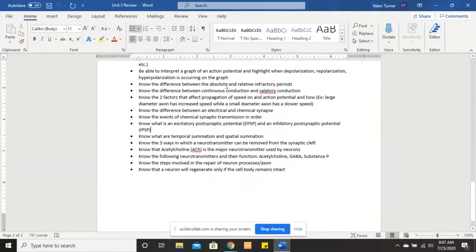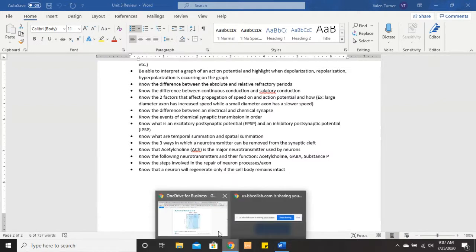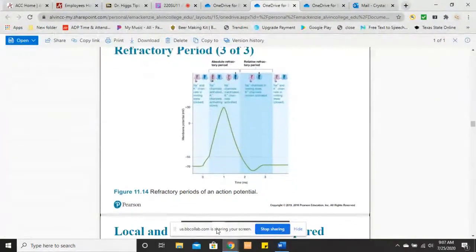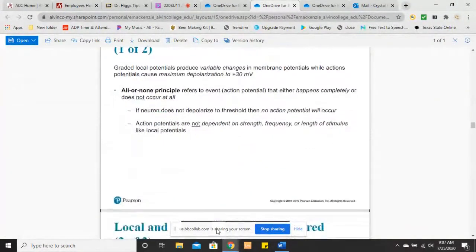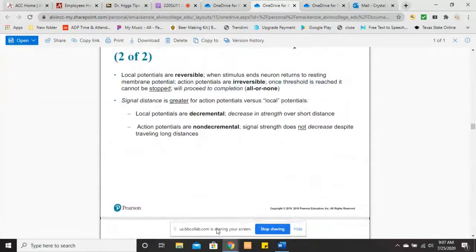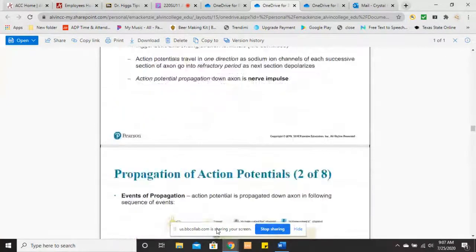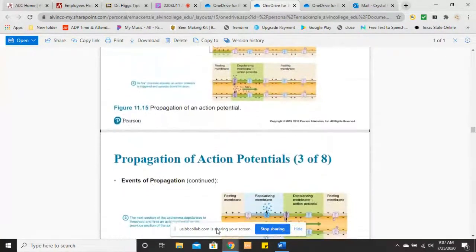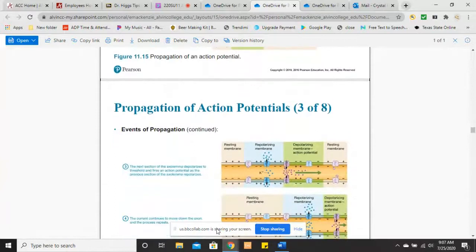So that's a little bit of absolute and relative refractory periods. You know how to make an action potential. And now that we know how to make an action potential, now we got to move it. Okay, we got to propagate it. We're talking about electricity. Moving electricity is propagating or conducting electricity. So how do we propagate or conduct an action potential? How do we move it along the axon to get it all the way to the end?